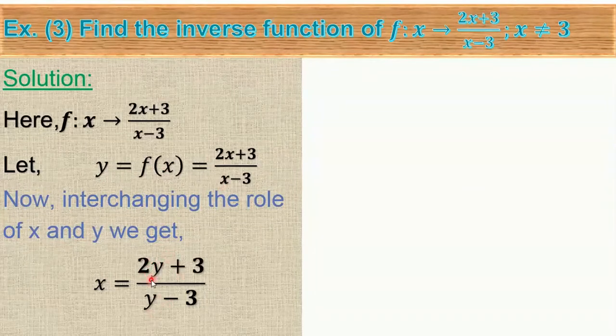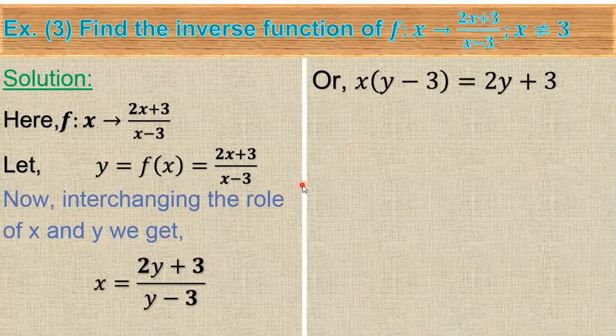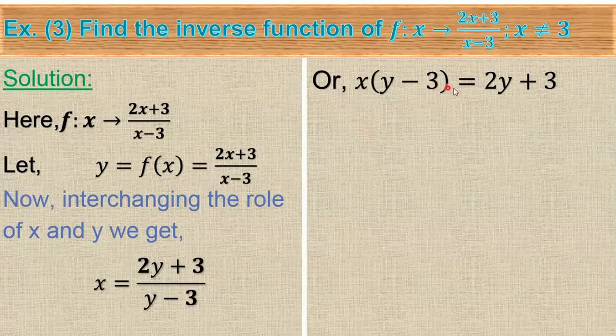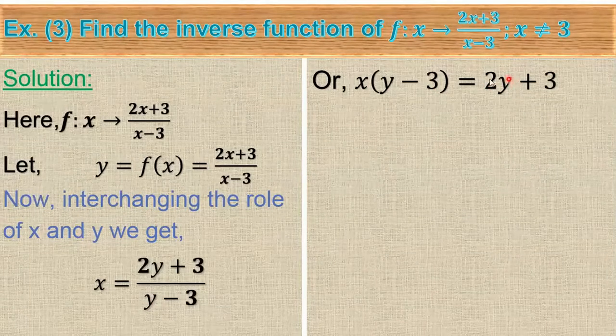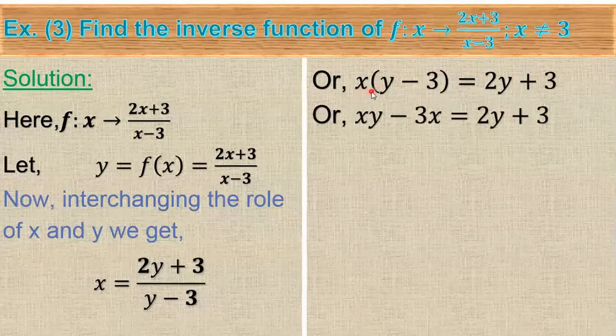But in the last example we had a single y, but right now we have y in both the denominator and numerator, so we have to bring a single y first after solving. Okay, let's see how to solve. First cross multiply: x into y minus 3, and on the right hand side you have 2y plus 3, and after that multiply with x, xy minus 3x.